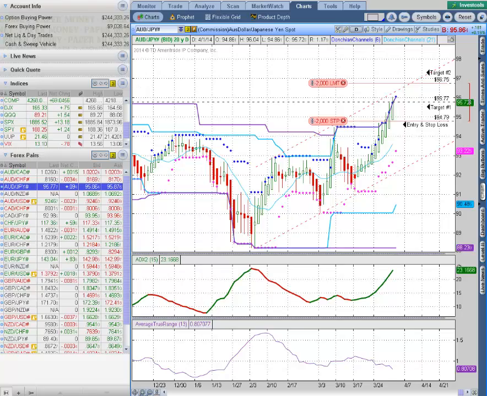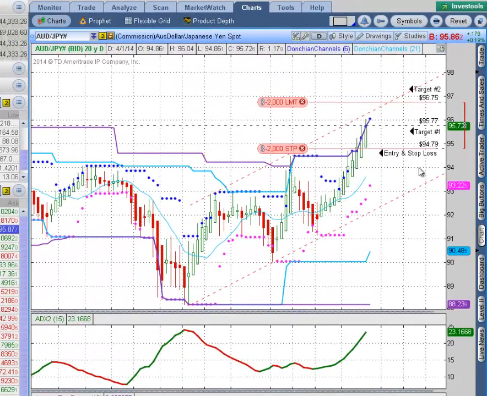Let's first look at the price chart of our open trade on the Aussie dollar yen. As you can see, yesterday 2 micros were closed at 95.77. Target number 2 is 96.75, and our stop loss is at 94.79, which is our entry point.